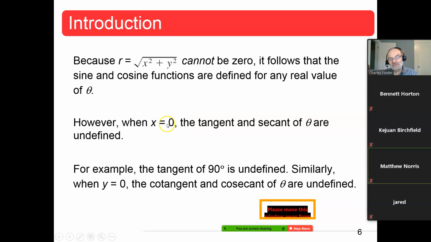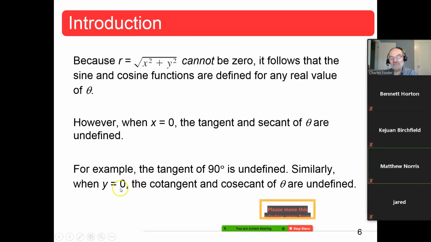However, the tangent and the secant of theta are undefined when x is 0. That would be anytime you're on the y-axis. So at pi halves, at 3 halves pi, or at negative pi halves, anything on the y-axis, tangent and secant are not defined. So the tangent of 90 degrees is undefined.